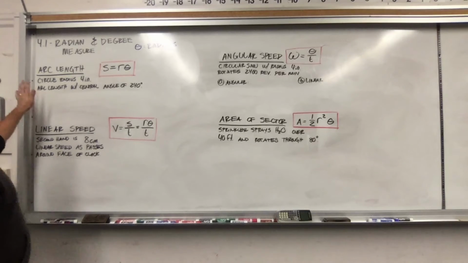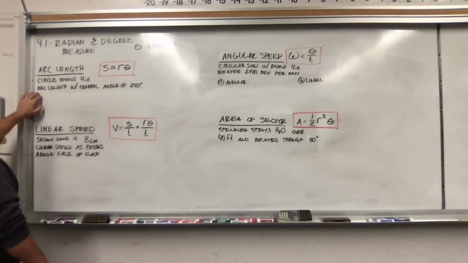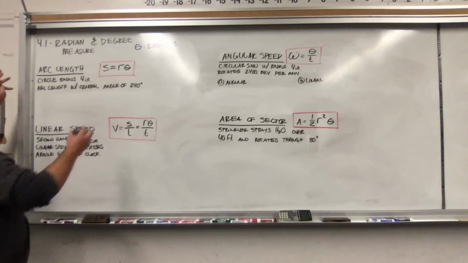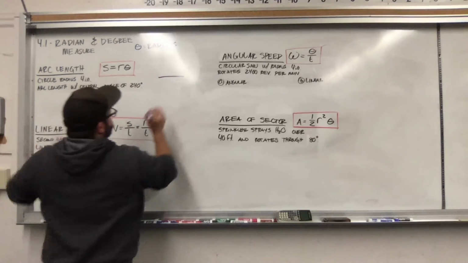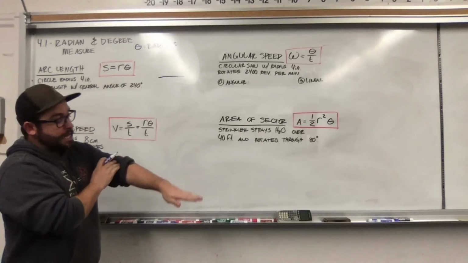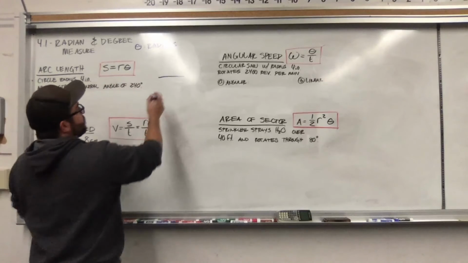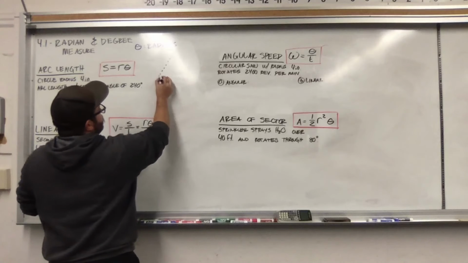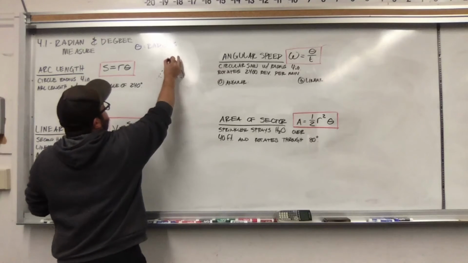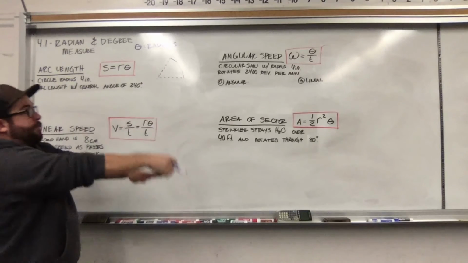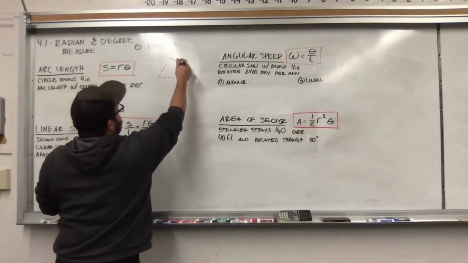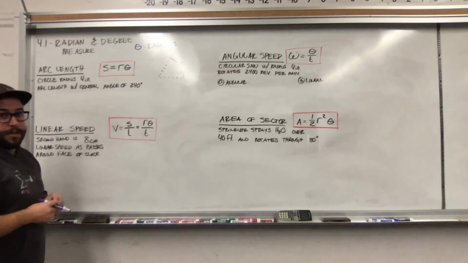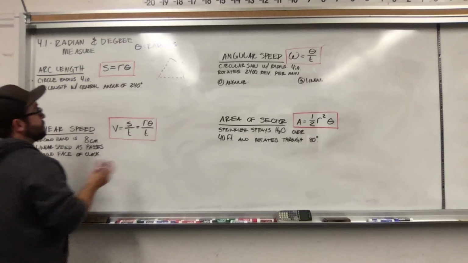So looking at the first for arc length, if we have some radius, we swing through some angle to some point. Maybe we'll dot this one too. If we start here, that distance that the tip of that radius swings through, that is our arc length, typically given as S.